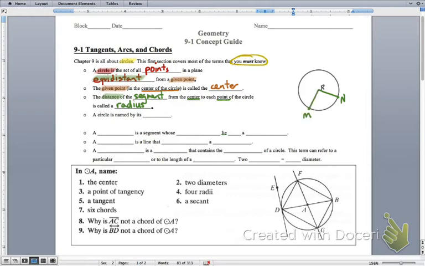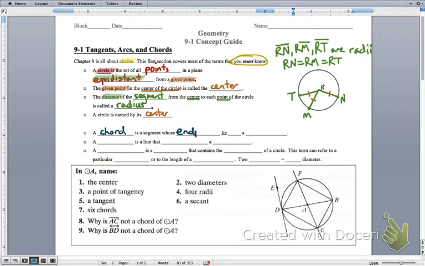We'll draw another one here. That's radius RM. One more, radius RT. All three of those segments are radii. They're equidistant. They have the same distance from the center to each of those points, so they share the same distance. A circle is named by its center, so we would call this circle over here circle R.